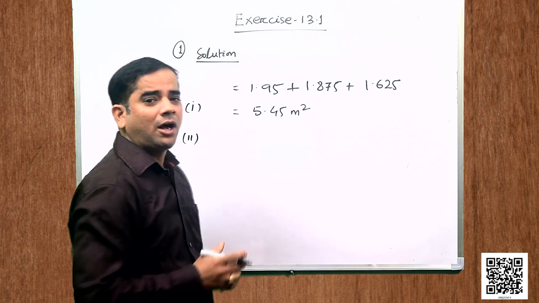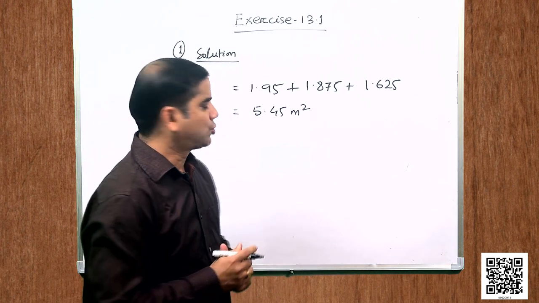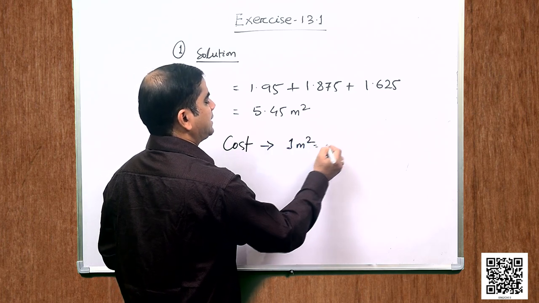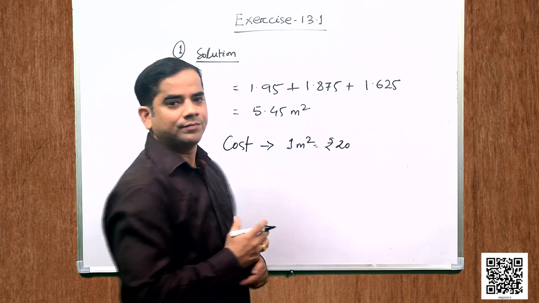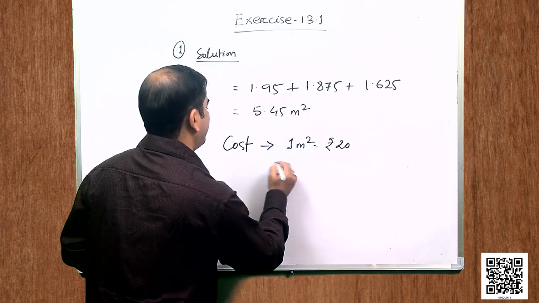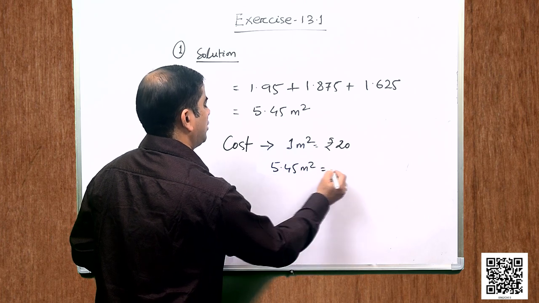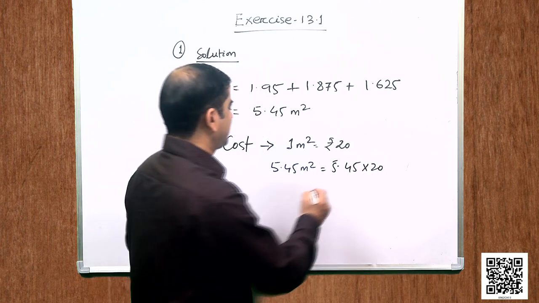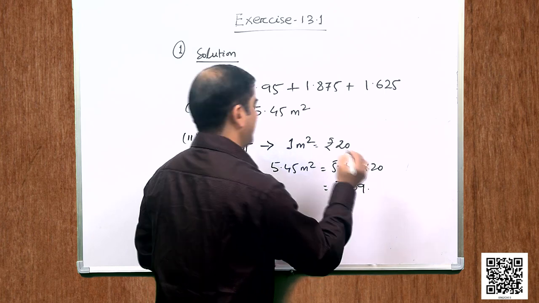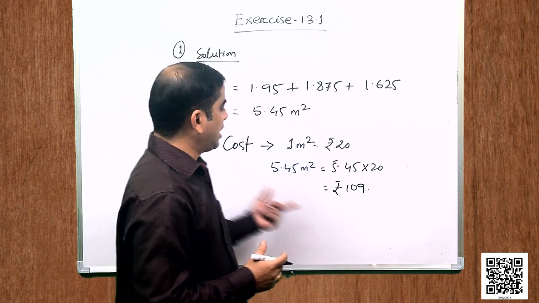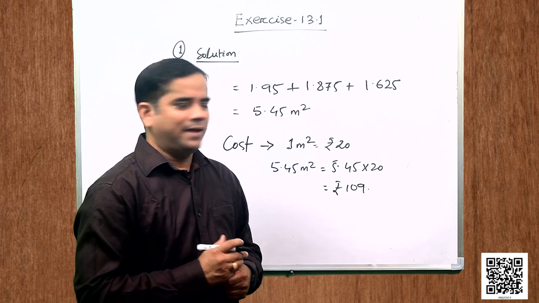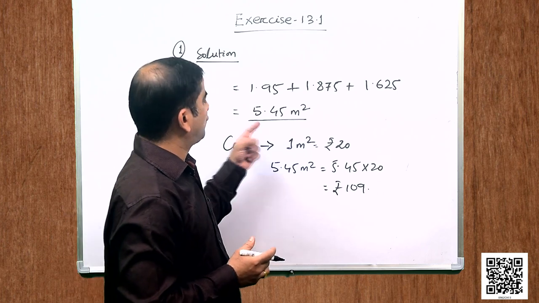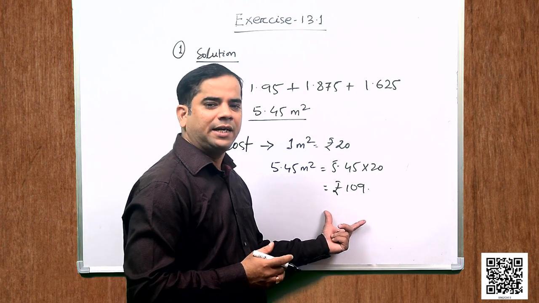Now, this is the solution for part 1. Part 2 asks for the cost of the sheet. So, cost as it is given for 1 meter square, it is rupees 20. So, for 5.45 meter square, it will be 5.45 into 20. That gives us rupees 109. So, now this is the cost of the sheet. So, we have found out that the area to be covered is equal to 5.45 meter square and cost of the sheet is rupees 109.